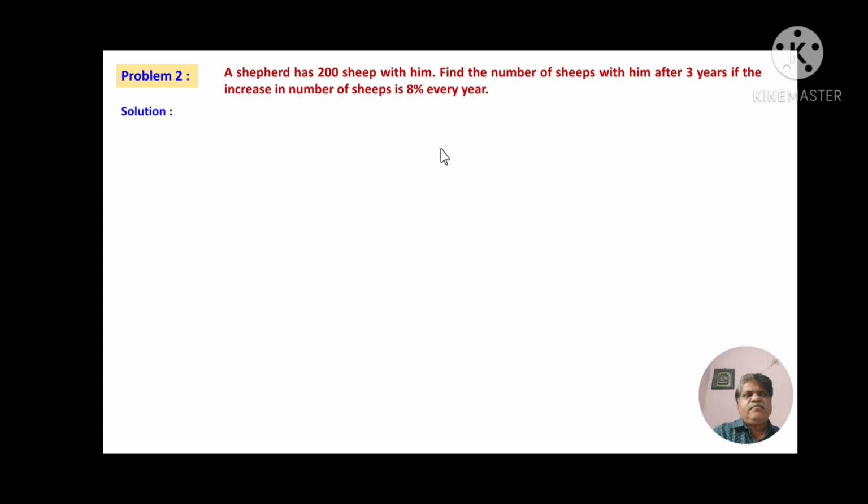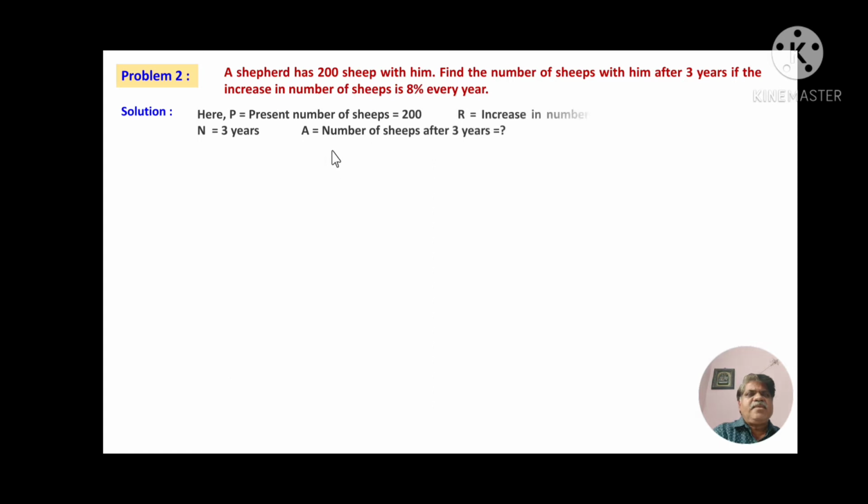Solution now. Here, P is equal to the present number of ships, 200. R is the increase in the number of ships per year, 8%. N is equal to 3 years. A is equal to the number of ships after 3 years. Friends, we know that A is equal to P into bracket 1 plus R upon 100 raised to N.